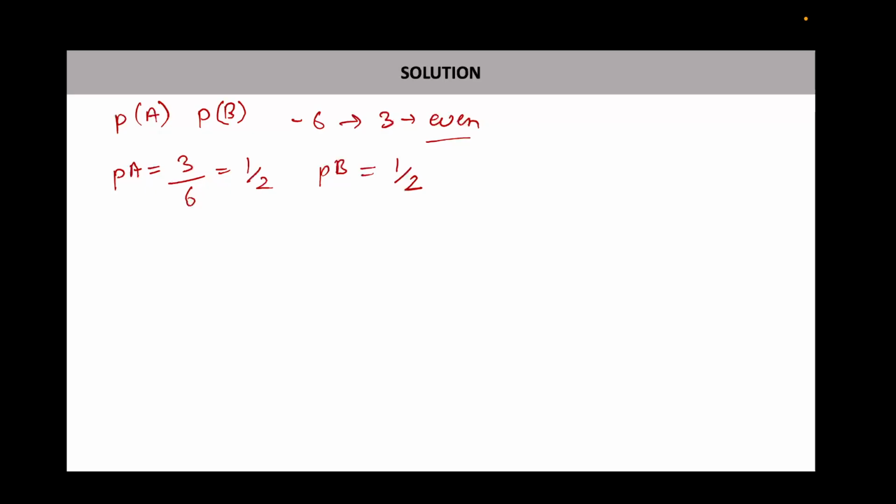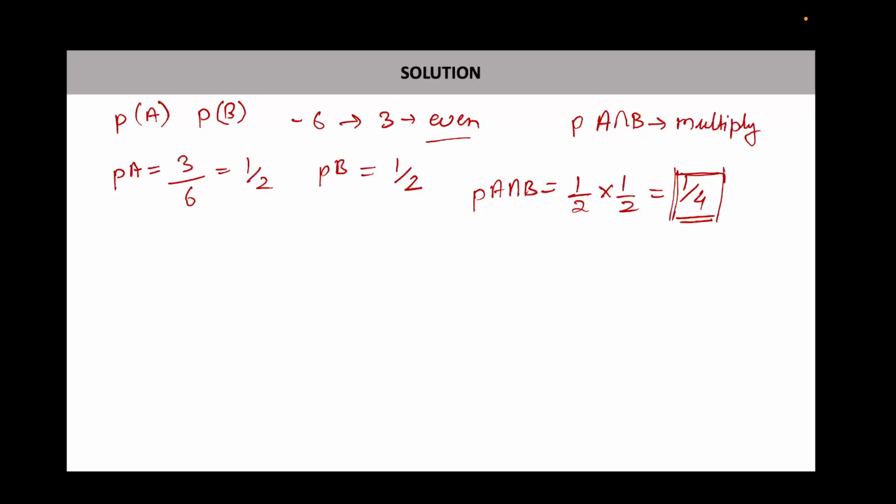Now your question asks that both will land on even. This is the basic rule: when you talk about situations where this and this both have to happen, you multiply the probabilities. So the probability of both happening will be 1/2 times 1/2, which is equal to 1/4. So the answer to the first part of the question, the probability that two fair dice will land on an even side, is 1/4.